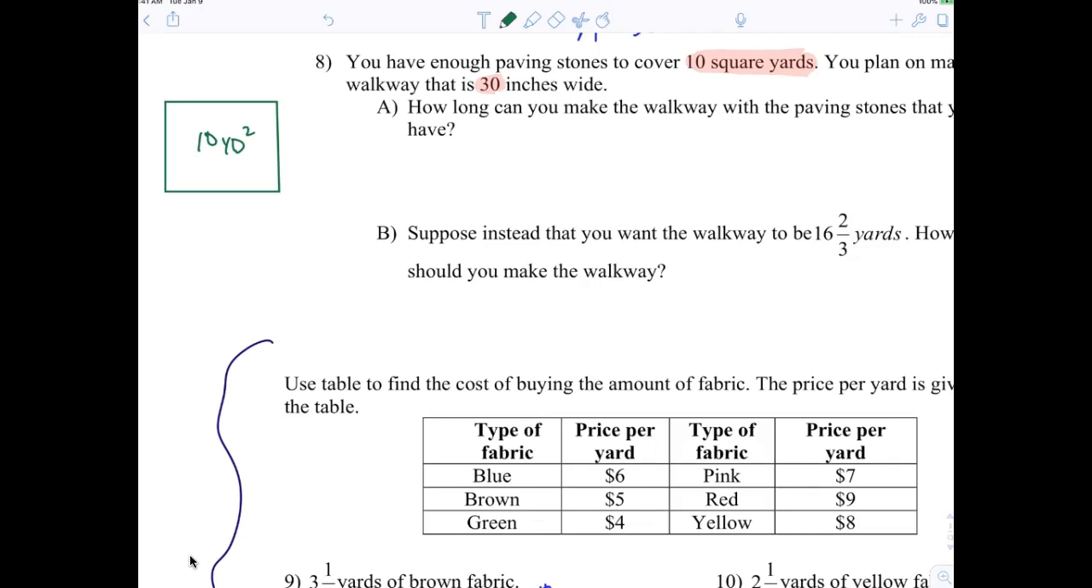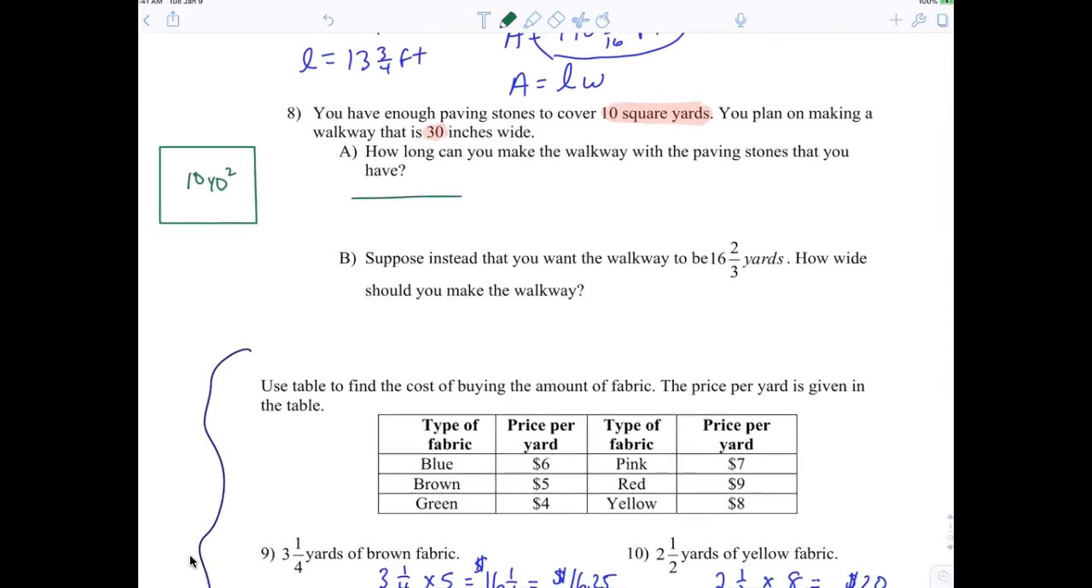The problem is I'm trying to create a walkway. Here's my walkway right here. And from here to here is what? 30 inches. It's 30 inches wide. Now, we had a good conversation on Thursday understanding the difference between square yards and just inches. Inches is 1 dimension. Squares are 2 dimensions.